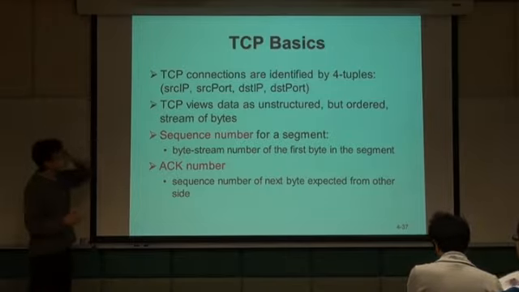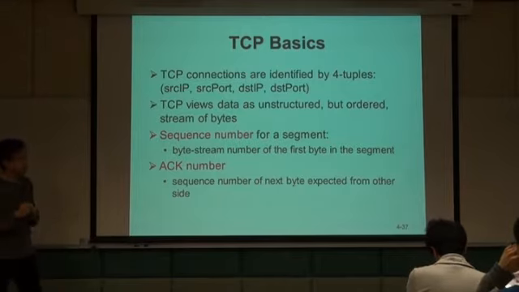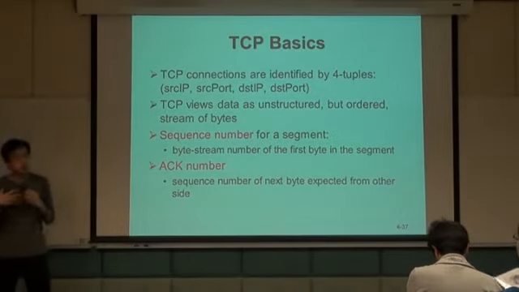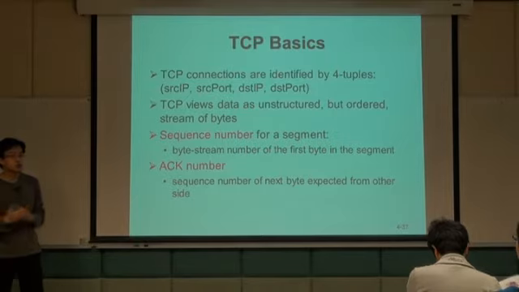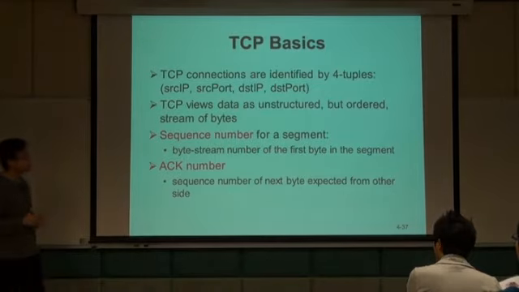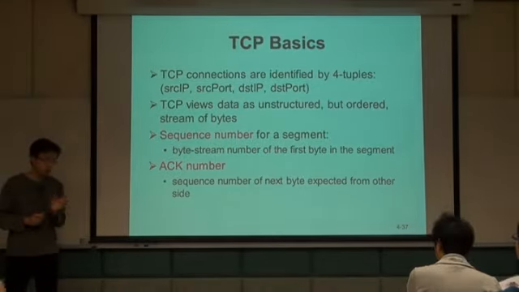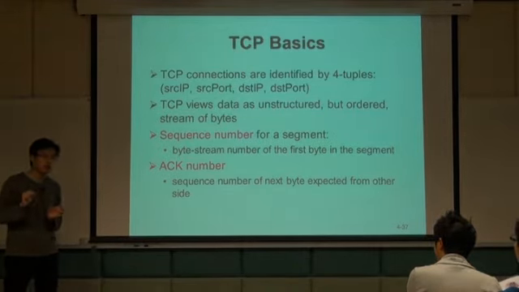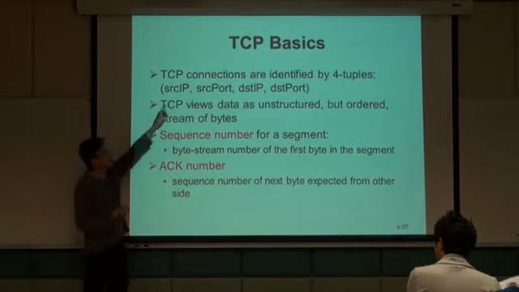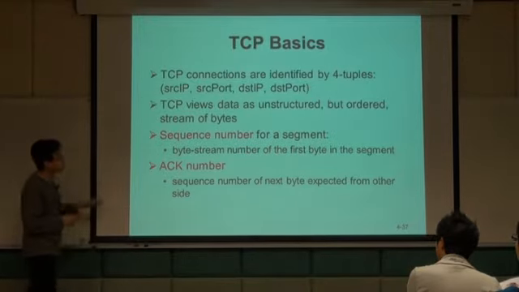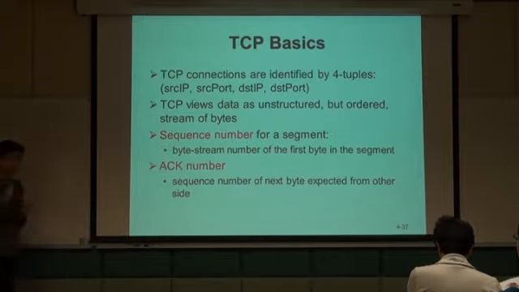Each connection will be identified by this 4 tuple: the source IP, source port, destination IP, and destination port. One machine with the same IP address could have multiple port numbers, so one machine could have multiple TCP connections. Also, one IP and one port can accept many different source IPs and source ports. The whole idea is, as long as these 4 tuples are unique, you can uniquely define a TCP connection. And TCP basically looks at the data as a stream of bytes.